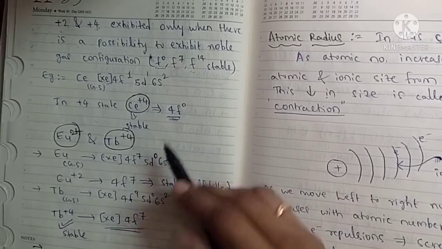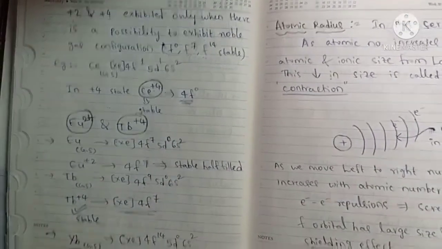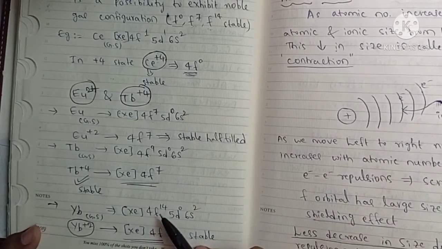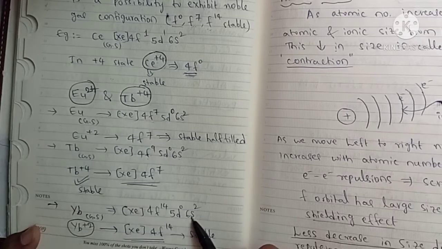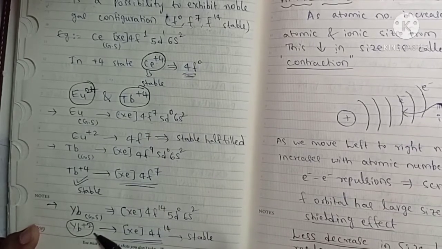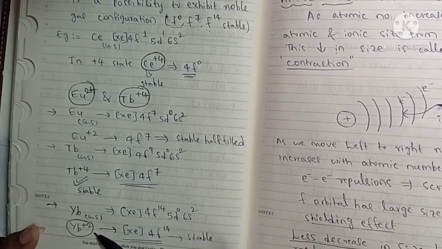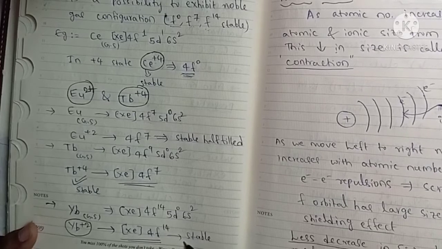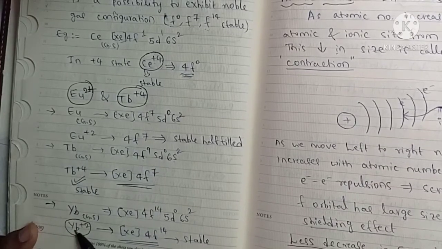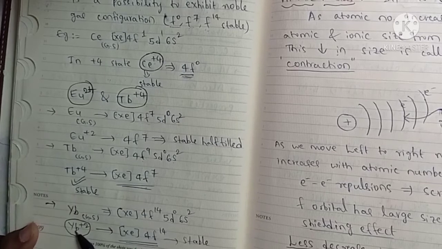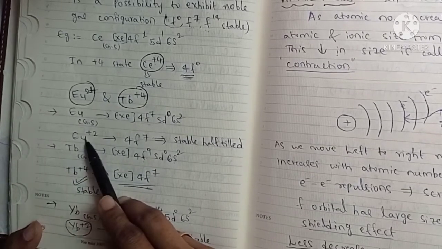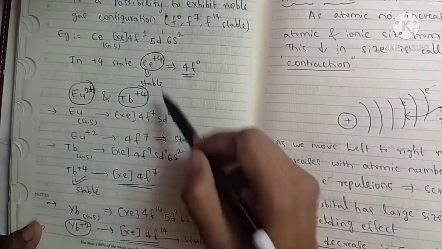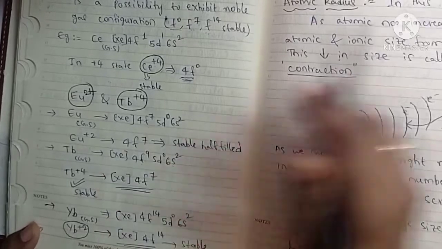This is about the oxidation states. And also ytterbium. Ytterbium in ground state will have 4f14, 5d0 and 6s2. So this ytterbium in +2 oxidation state will form the 4f14 stable electronic configuration. So these you have to remember: ytterbium in +2 state is stable, terbium in +4, europium in +2, and cerium +4. So these are the stable electronic configurations for some elements.